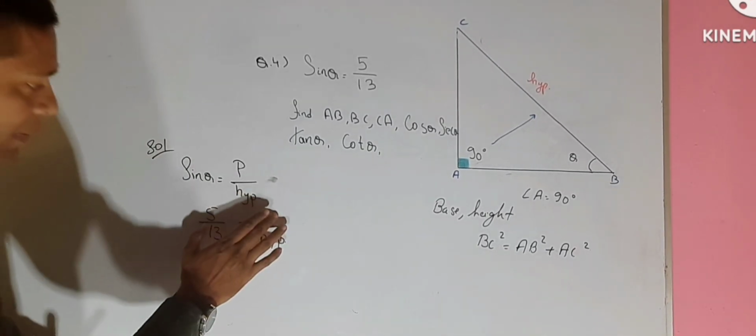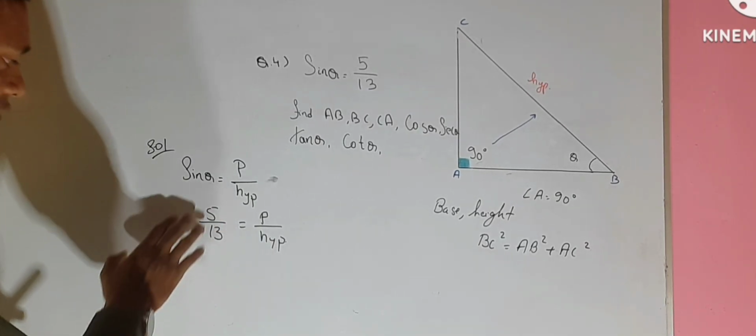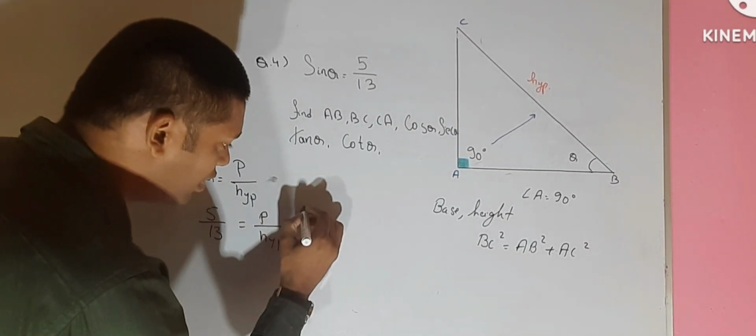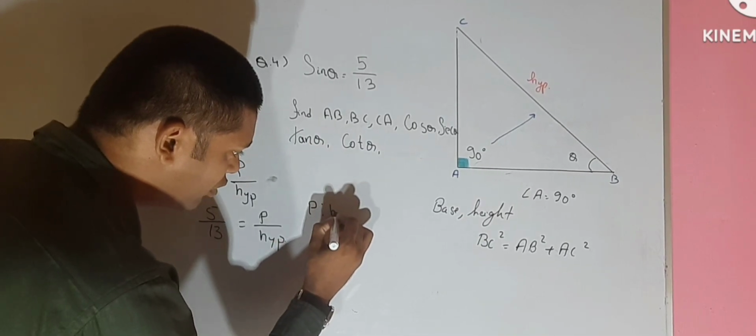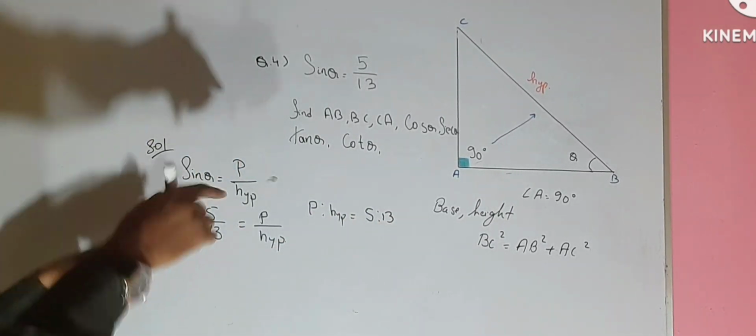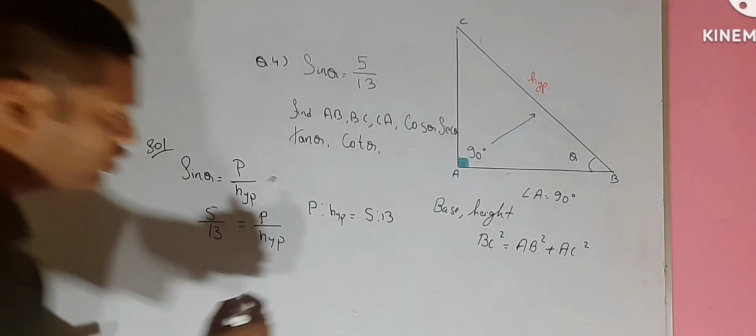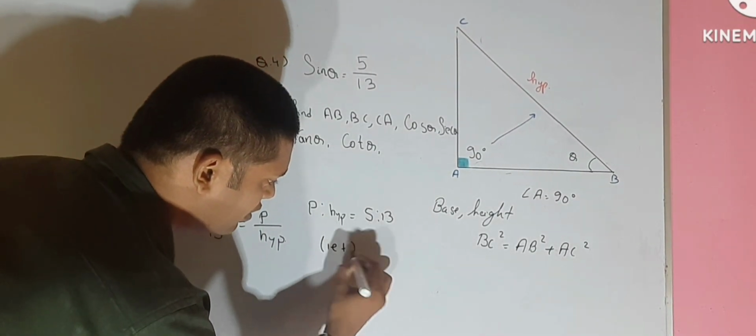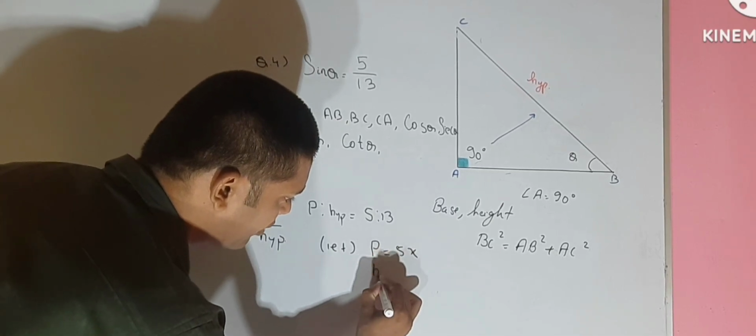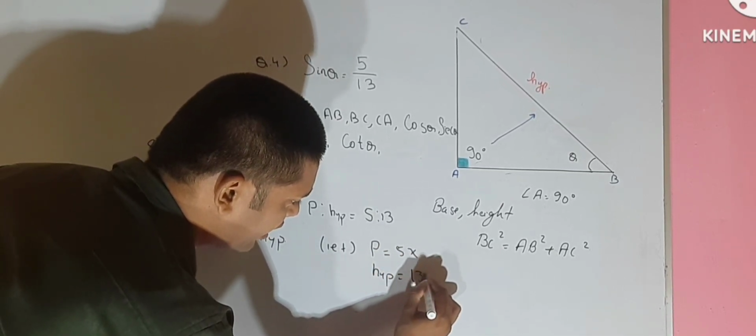So we have perpendicular by hypotenuse is 5 is to 13. Means these are not values. This is in the ratio form. So we have perpendicular is to hypotenuse is 5 is to 13. Whenever it is in the ratio form, what I told you, you will take x. So let perpendicular be 5x and your hypotenuse will be 13x.